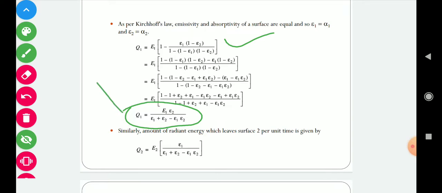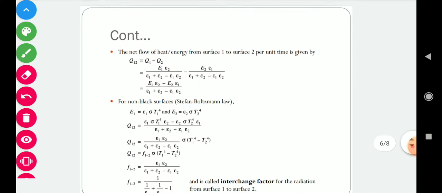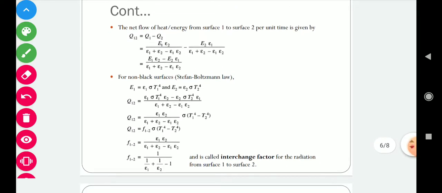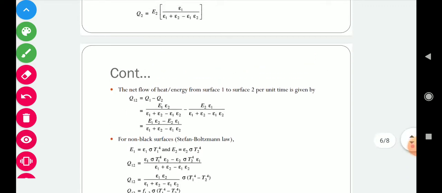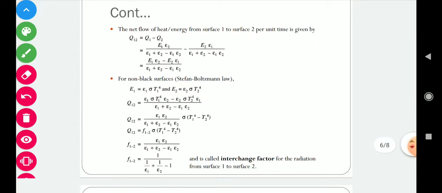Similarly we can calculate Q2, meaning the amount of radiant energy which leaves surface 2 per unit time is given by this one. Now if we want to calculate the net flow of heat energy from surface 1 to surface 2, it will be Q1 minus Q2. Q12 will be equal to Q1 minus Q2. This Q1 and Q2 we already calculated over here. This one is Q1, this one is Q2. So this Q12 will be equal to Q1 minus Q2.